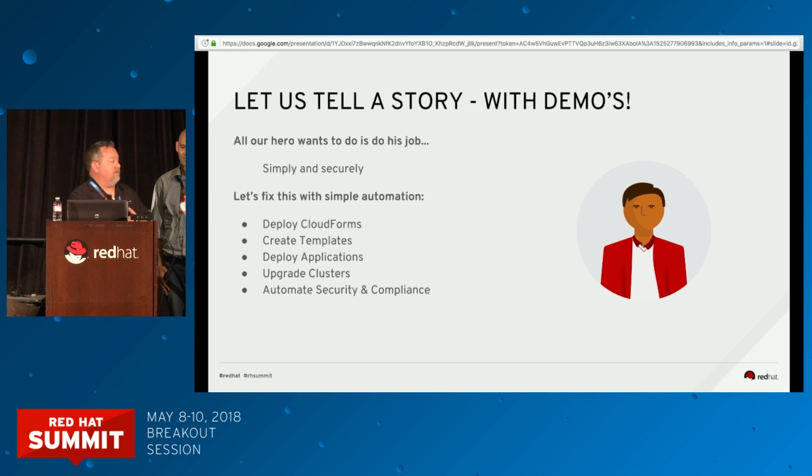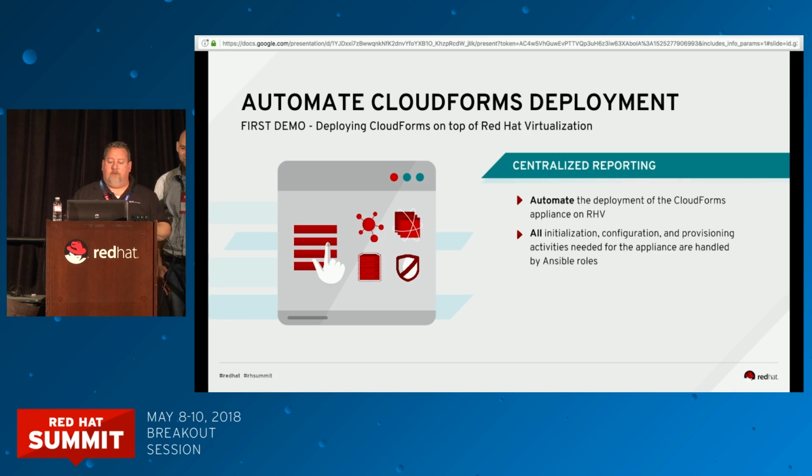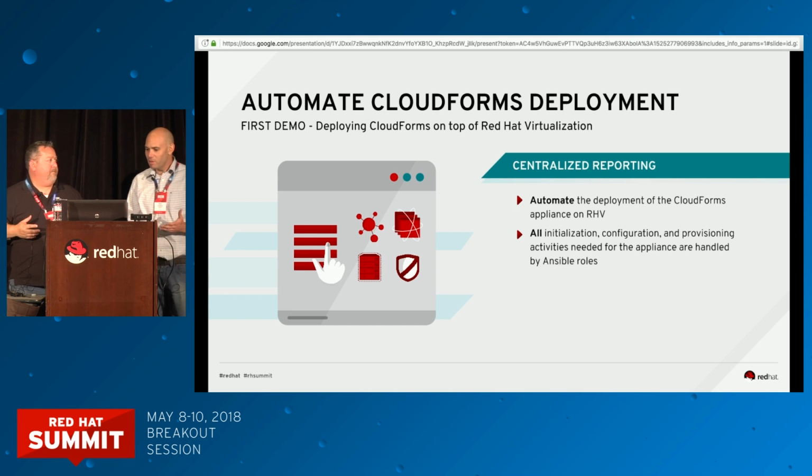Whatever you can think up, we can probably accomplish one way or the other in terms of automation, in terms of customization. So this first thing that we're going to show you is for CloudForms: we want to automate the deployment of the actual CloudForms appliance in Red Hat Virtualization. So everything about the actual deployment, we're going to automate from soup to nuts, from beginning to end.